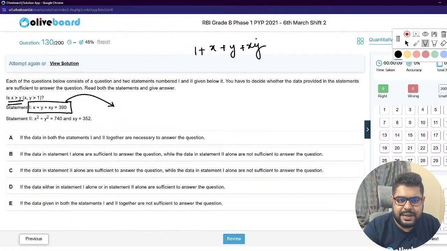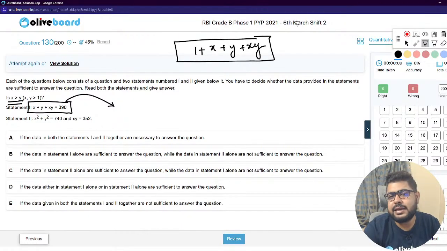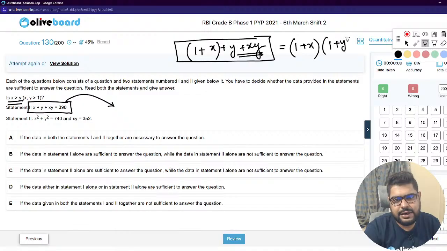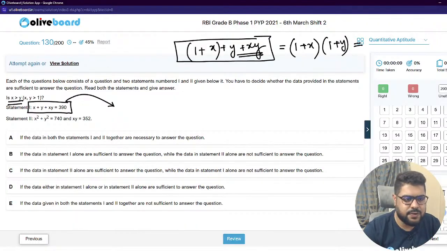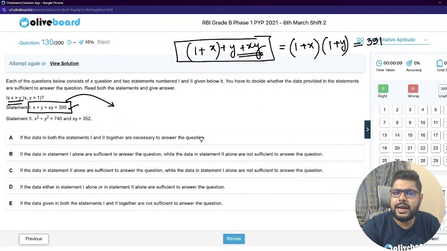Why? Because this expression can be factorized, then and only then. How, sir? Take y common, you get 1 plus x. So it can be written as 1 plus x common, into 1 plus y. This is actually given to you as 391. You say, now why 91? Because I have added 1 to this side, so I must add 1 to the right side as well. Now you see, 391, sir, if you cancel, you will get some values. By how much will this cancel?